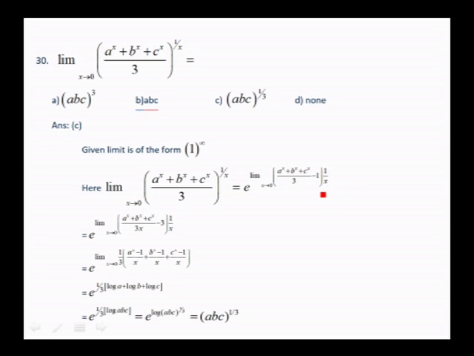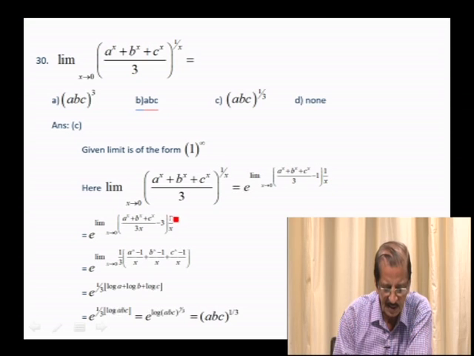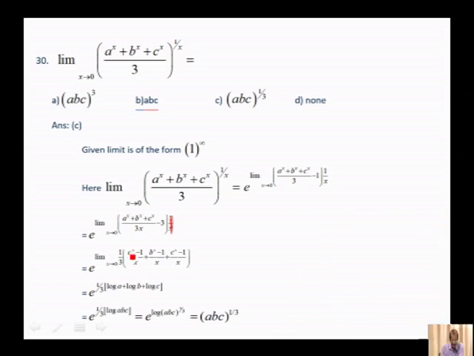So here, a to the power of x plus b to the power of x plus c to the power of x by 3, minus 1 is 3. Applying the x to each term, I write a to the power of x minus 1 over x, with the 1 by 3 outside, b to the power of x minus 1 over x, c to the power of x minus 1 over x, separately. Then e to the power of 1 by 3 into a to the power of x minus 1 over x, and by the limit formula as x tends to 0, this gives log a, log b, log c. So you get e to the power of 1 by 3 into (log a plus log b plus log c), which is 1 by 3 into log abc, or e to the power of log abc whole to the power of 1 by 3. See, this e and log are very important.